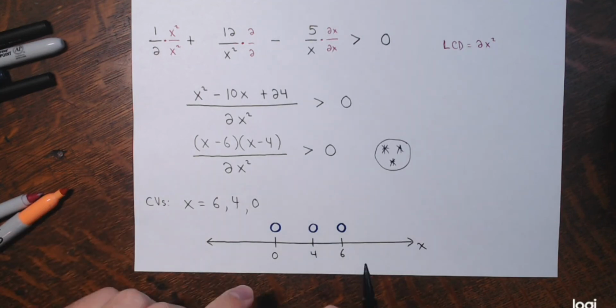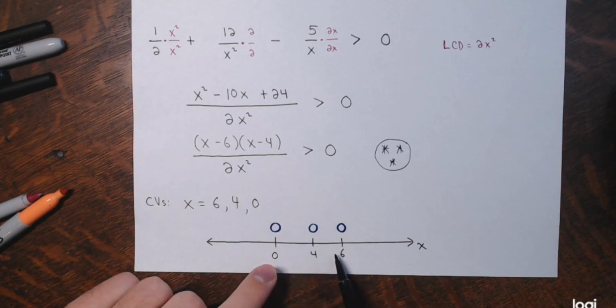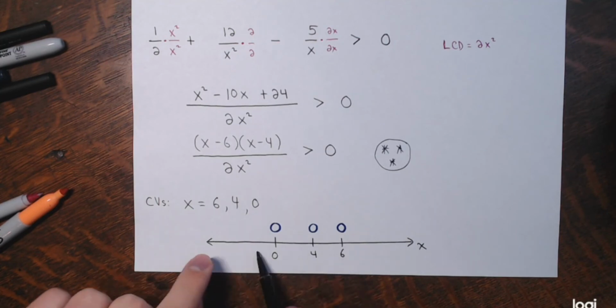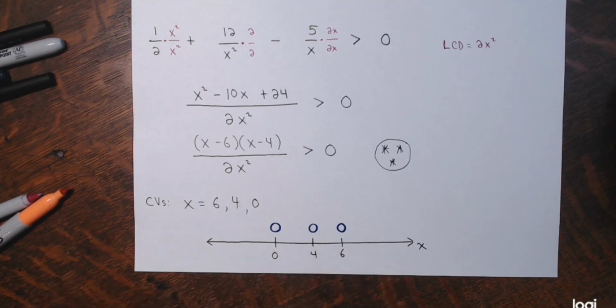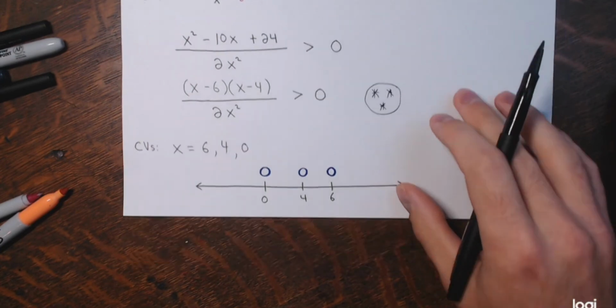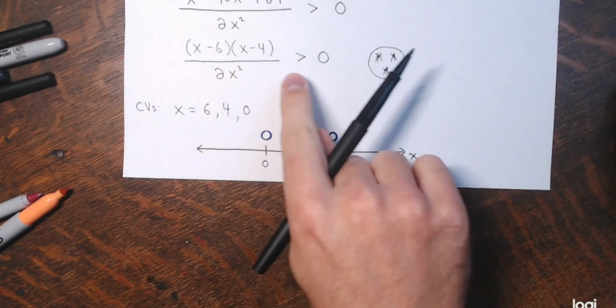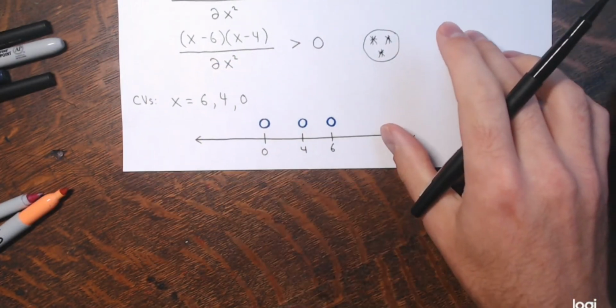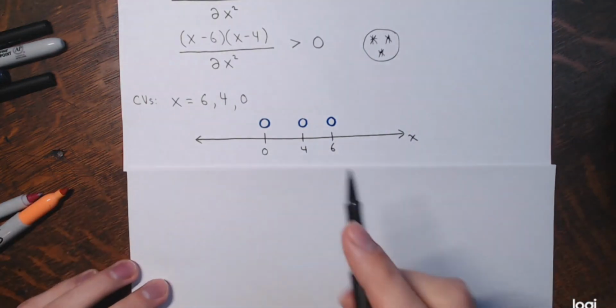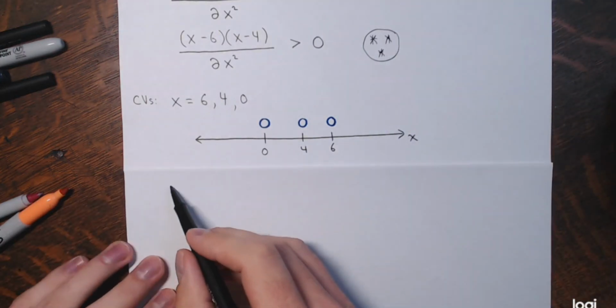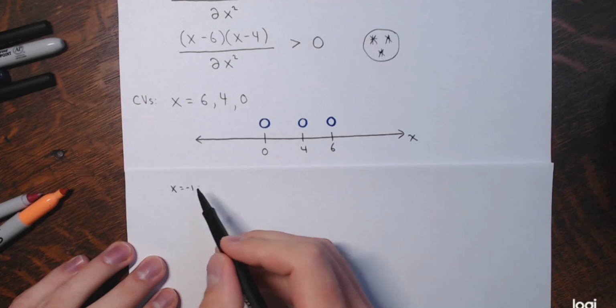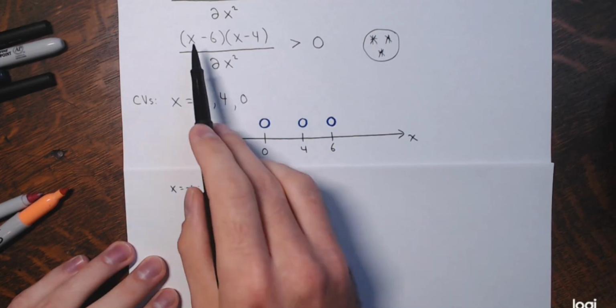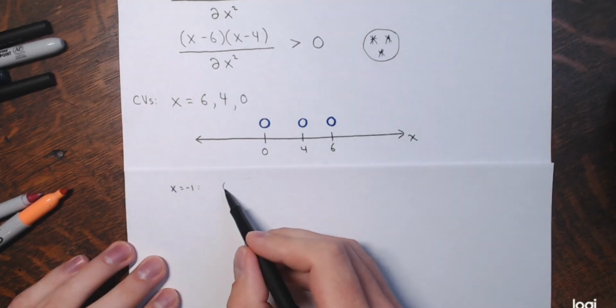Now, because there are 3 critical values, you see the number line is broken up into 4 pieces. I am now testing 4 intervals, 4 values in this inequality here, the one I put the 3 stars by. All right, so to the left of 0, how about x equals negative 1? You'd have a negative factor.